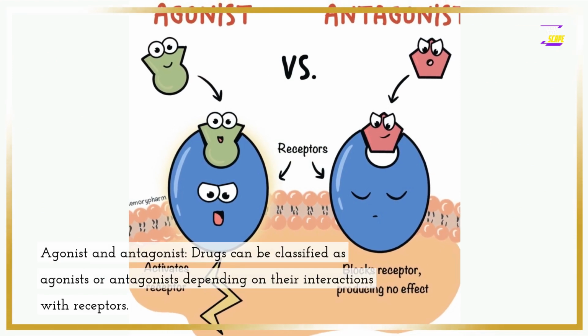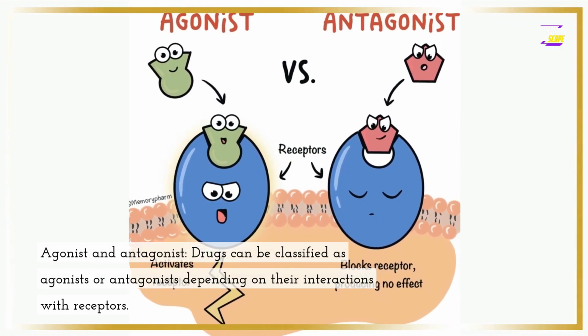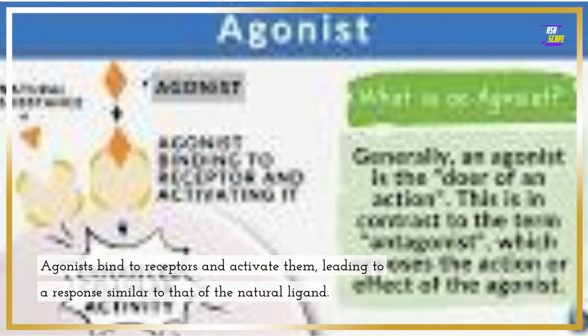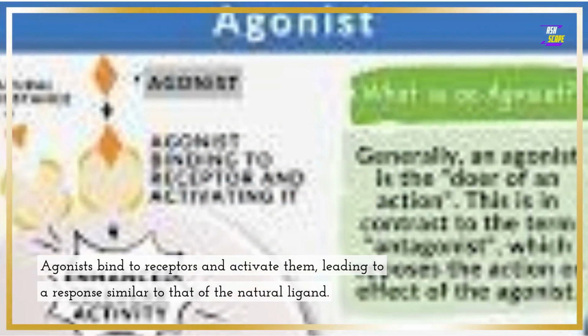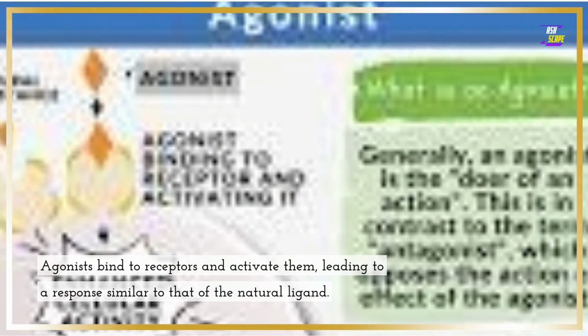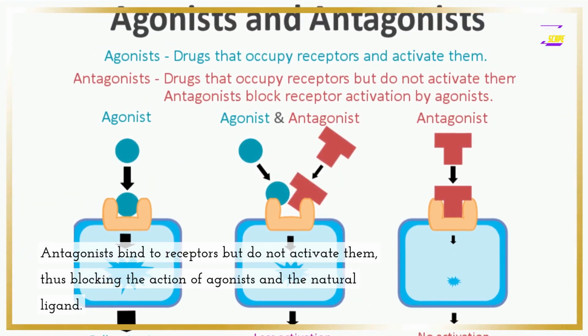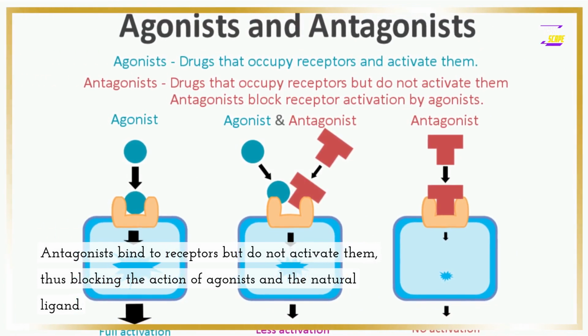Agonist and antagonist. Drugs can be classified as agonists or antagonists depending on their interactions with receptors. Agonists bind to receptors and activate them, leading to a response similar to that of the natural ligand. Antagonists bind to receptors but do not activate them, thus blocking the action of agonists and the natural ligand.